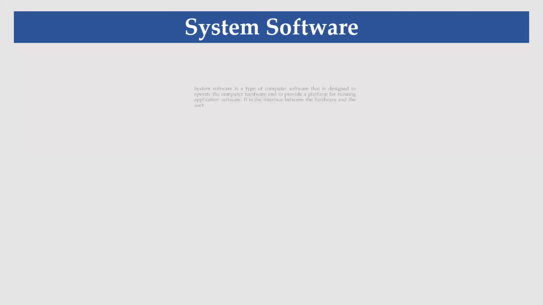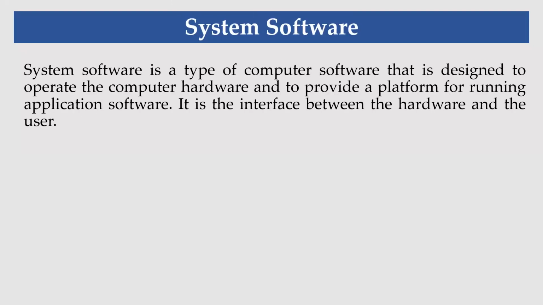So when we come to system softwares, is a type of computer software that is designed to operate computer hardware and to provide a platform for running application softwares.